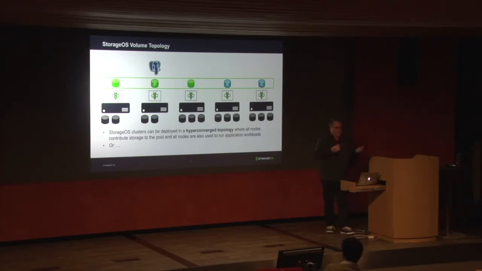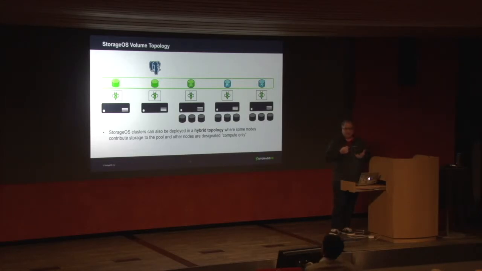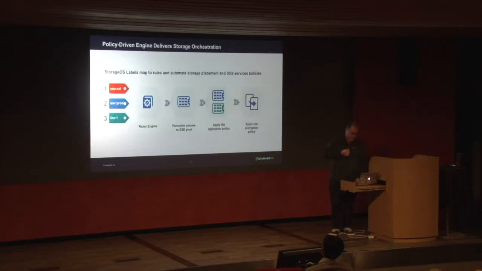Typically, we would be deployed in a hyperconverged type topology where every node contributes storage to the pool, but also runs applications that consume storage. But what we find is that beyond a certain size, many organizations prefer to have a hybrid topology where some of the nodes are contributing storage to the pool and other nodes are just used for running applications. And this could be for commercial reasons, for example, when you have say storage optimized nodes in the cloud, or perhaps it could be because there are technical or organizational, operational type issues that drive that.